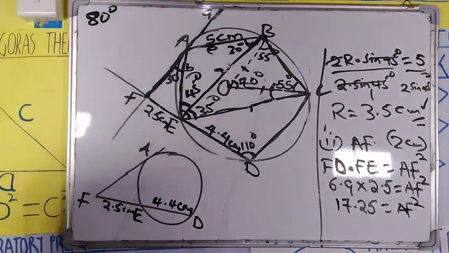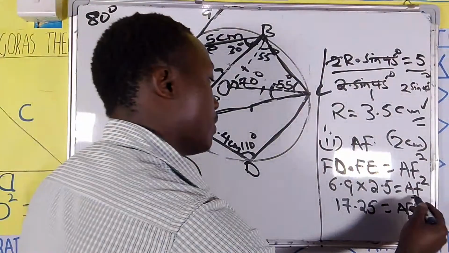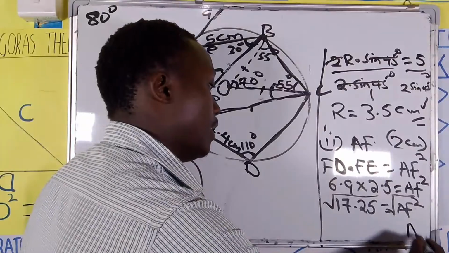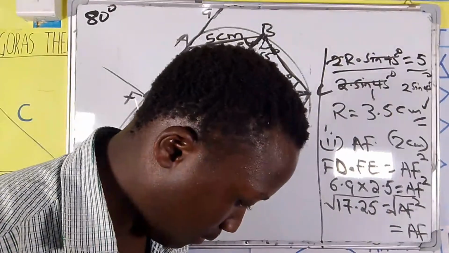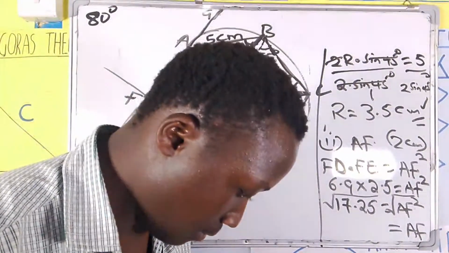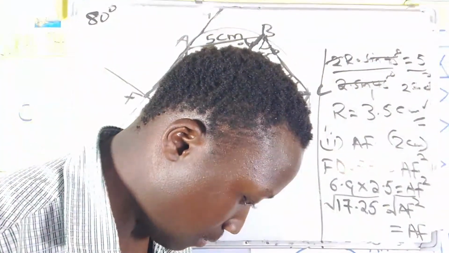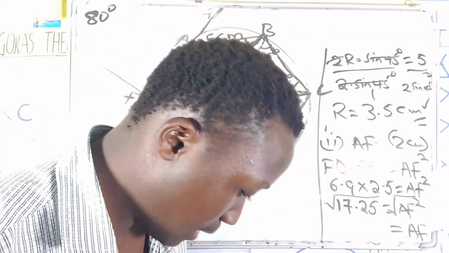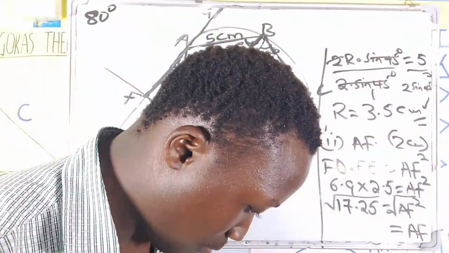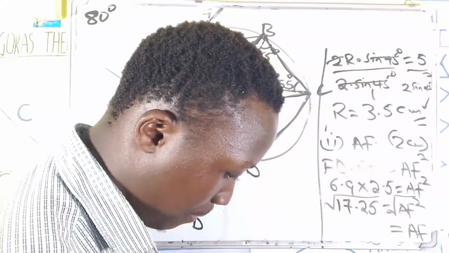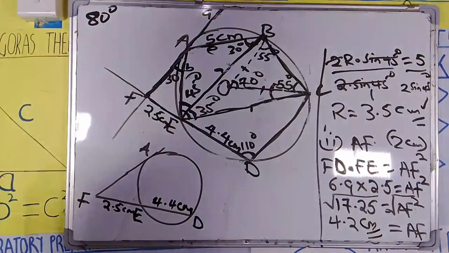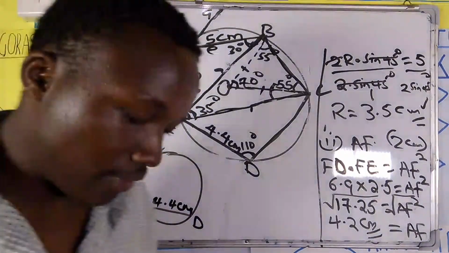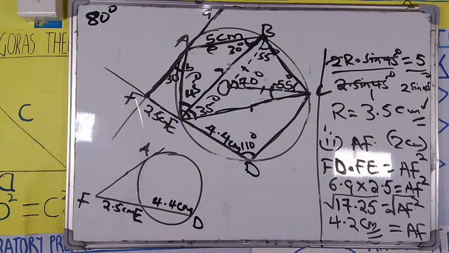So for us to get AF, we are going to find the square root on both sides, and our AF will be equal to the square root of 17.25, which is 4.2 centimeters.